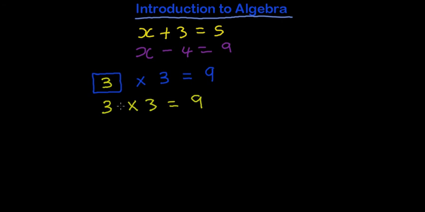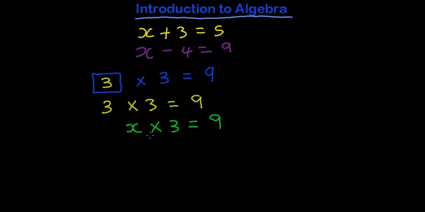As you know, in algebra, the unknown number is represented by a letter, and we prefer to use the letter x. This is the usually used letter x. So to represent this in algebra, it will be x times 3 equals 9.